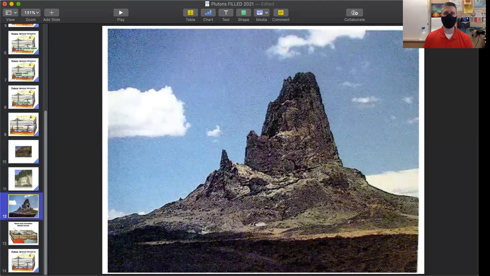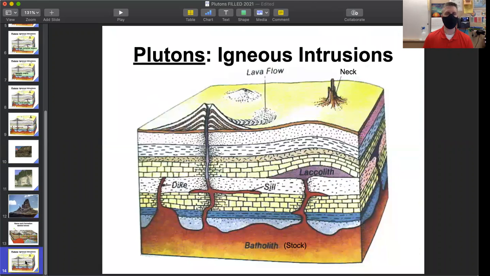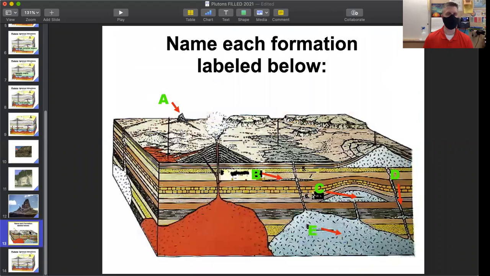And then we have a volcanic neck. So, again, think of this as being inside a volcano, and then the cone weathering and eroding away. And then this last one, oh, not that one, this one.